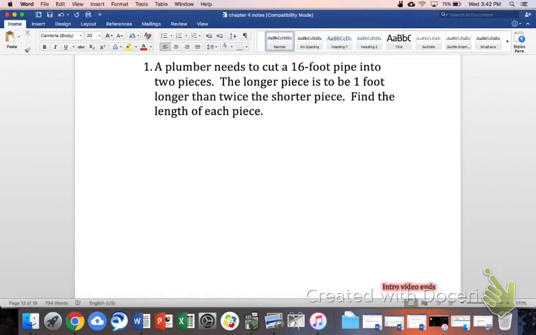Our example in this video is number one. Number one reads, a plumber needs to cut a 16-foot pipe into two pieces. The longer piece is to be 1 foot longer than twice the shorter. Find the length of each piece. We always want to decide if we need to draw pictures, and I feel like a real basic picture is a good thing here. So I'm going to draw a picture of a pipe, and we are told that the whole pipe is 16 feet long.